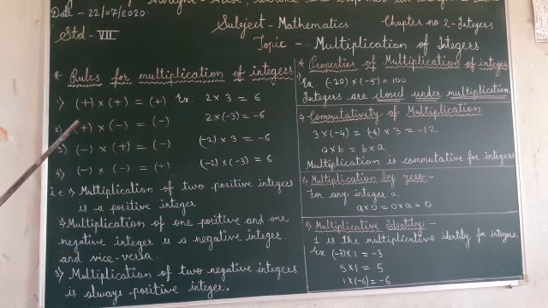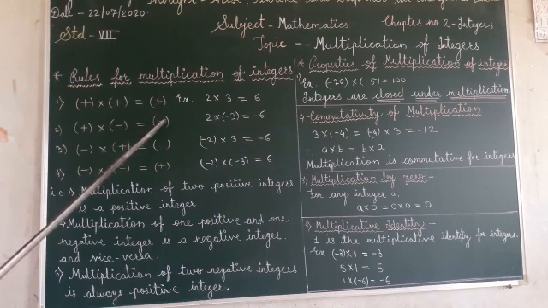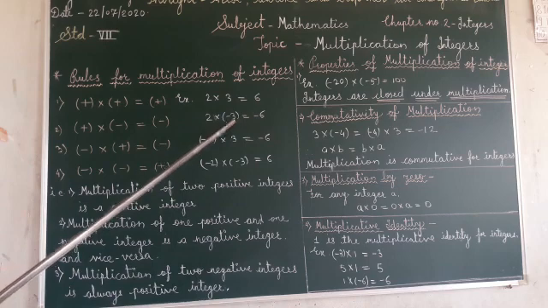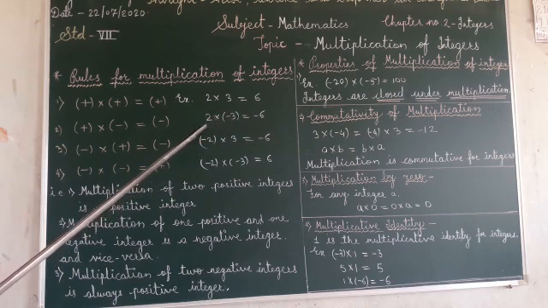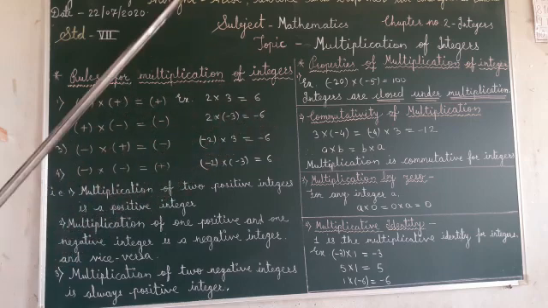Second rule: multiplication of one positive integer and one negative integer. One is positive and another is negative, then you always get a negative integer. Then the product will be a negative number. See, 2 into 3 is 6, but one is positive and the other is negative, so you will get the product negative.